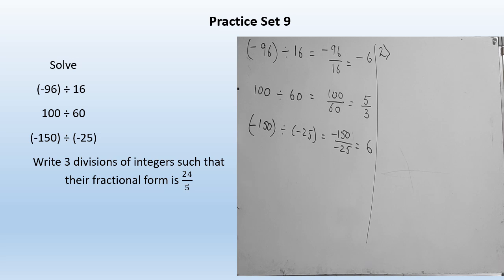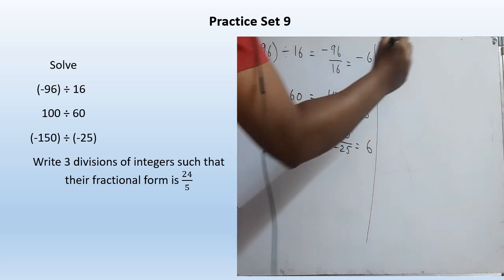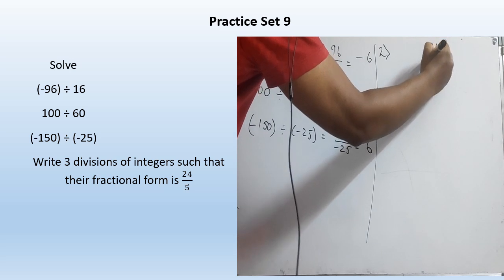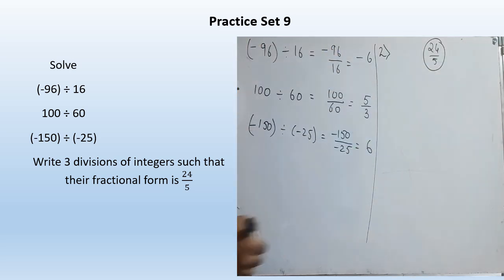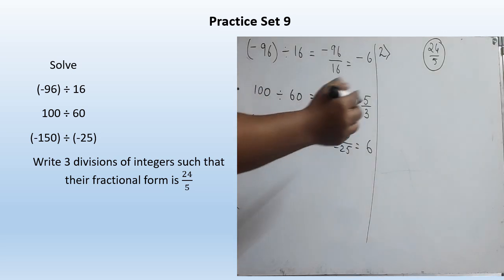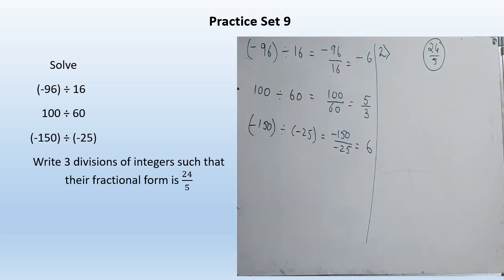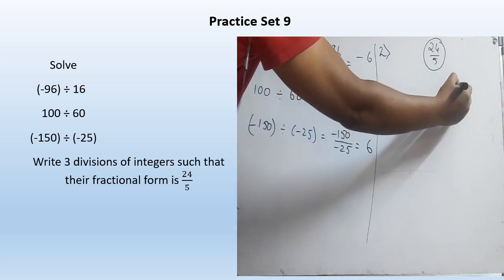There is a small trick to this. It's a very easy sum actually. You may think it is difficult, but if you understand the question, it is very easy. The thing is that you need to get the answer as 24 upon 5. So keep this number 24 upon 5 in your mind. Okay. So your end result must be 24 upon 5.